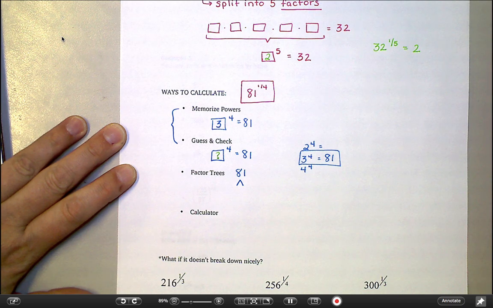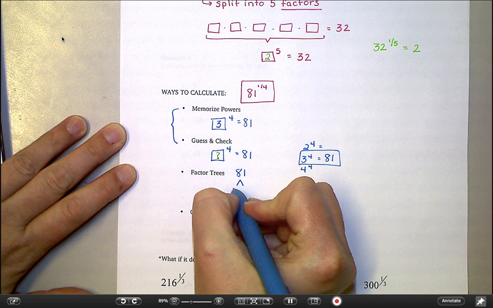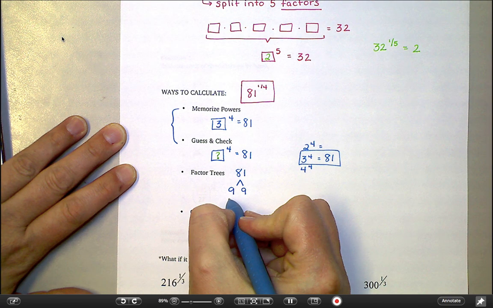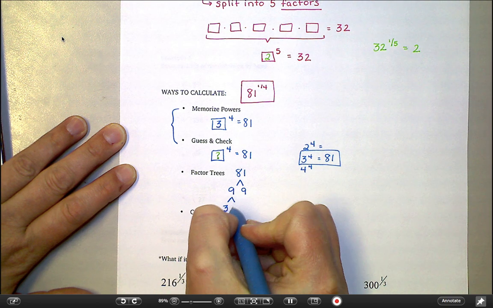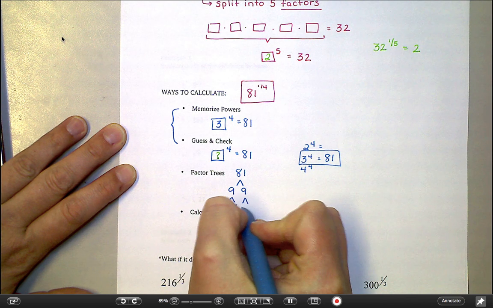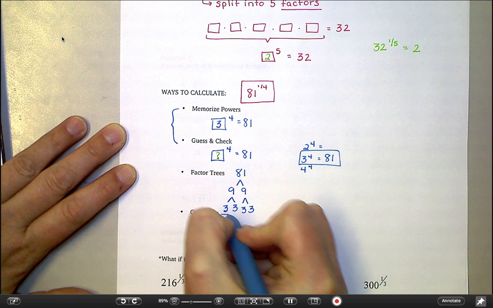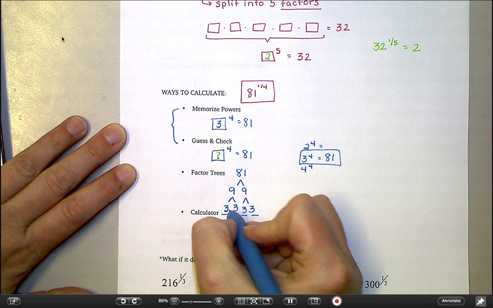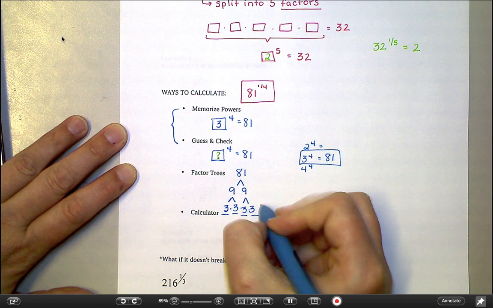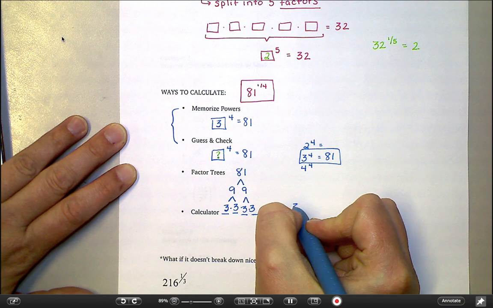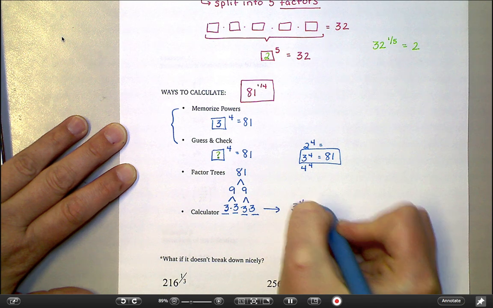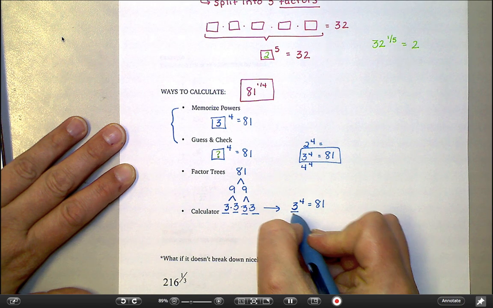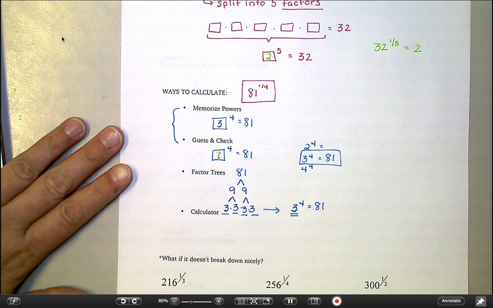So we're thinking about two things that multiply to make 81. And the first one that comes into my mind is 9 times 9. Okay? And then each 9 breaks down into 3 and 3, and 3 and 3. So right here, I've discovered that 3 times 3 times 3 times 3 makes 84. Or sorry, 81. Otherwise known as 3 to the 4th makes 81. Okay? And then by looking at that factor tree, I can say, hey, look, my answer must be 3.